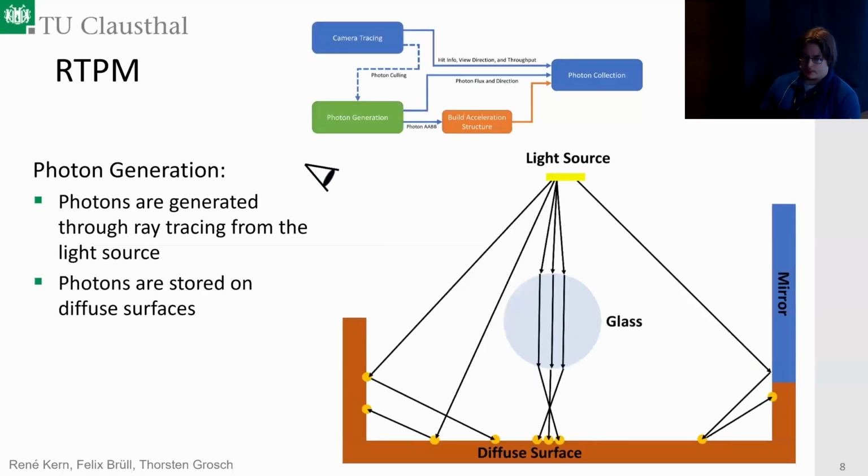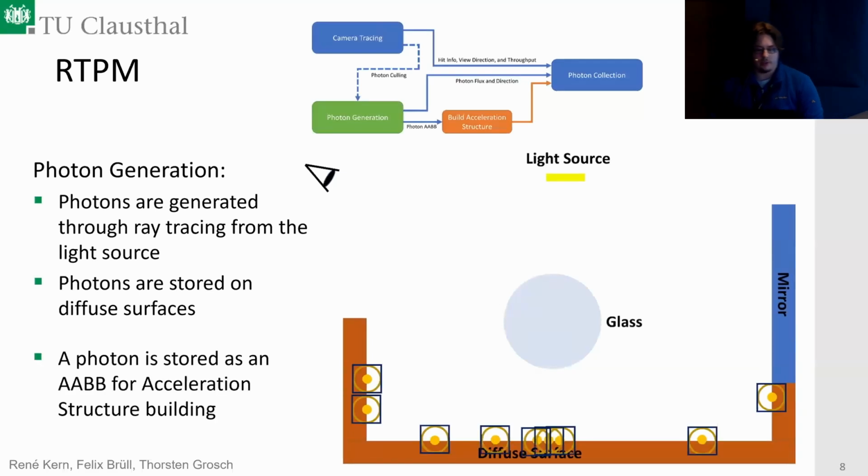Then we have our next step, the photon generation, which is also like normal photon mapping, where we shoot our rays from the light source and then store the photons on the diffuse surface. These photons are stored as axis-aligned bounding boxes and then given to the RPE to build the acceleration structure. We also need to store auxiliary information like the photon direction and the flux, as we need it for the BSDF calculations, which need to be stored at the same index.